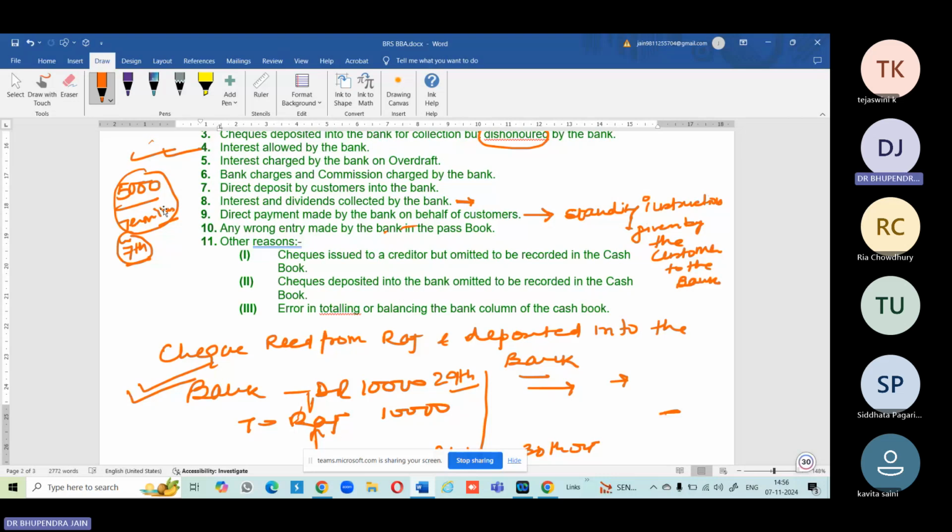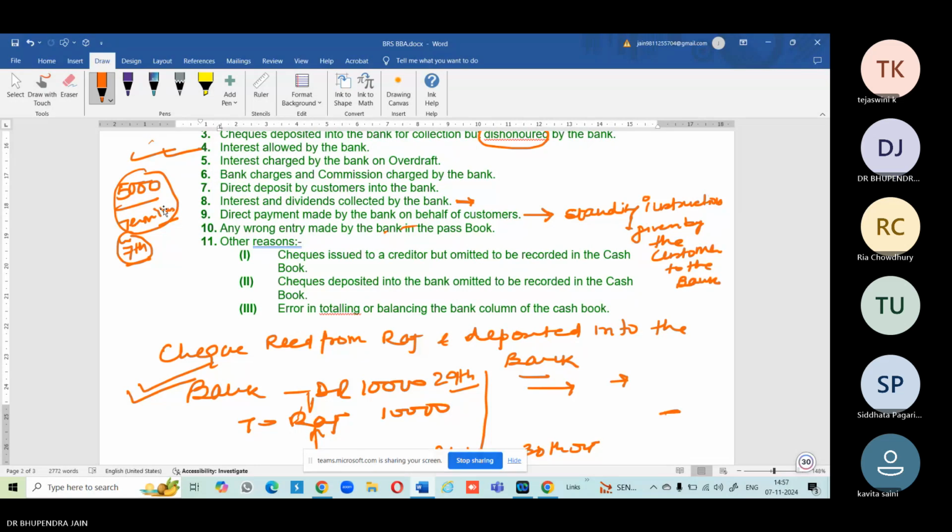Any wrong entry made by the bank in the passbook, or it may be possible any wrong entry made by the accountant in the bank account, in the cash book. Both situations may be possible. By default, a check related to customer A is wrongly credited by the bank in your account. This is the next reason, the next cause, for the mismatch of the balance of the cash book as well as the passbook. Clear?